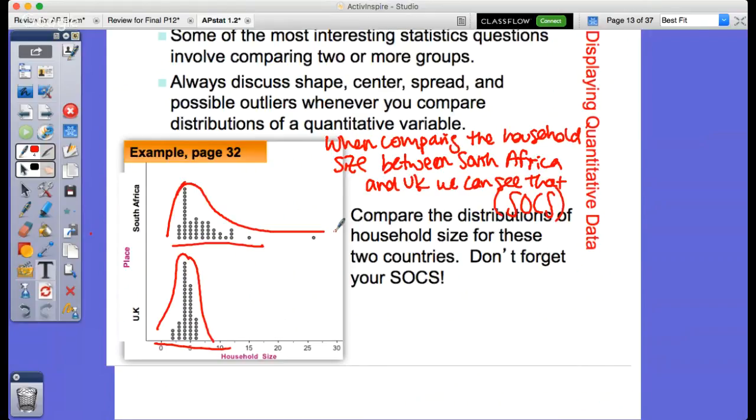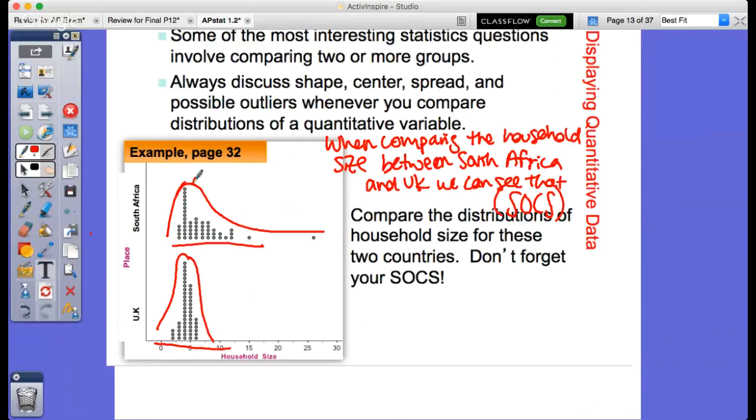The shape, what would we say about South Africa? I would say that it is skewed to the right, okay? Whereas UK would be approximately normal, right? We would say South Africa appears to be skewed to the right, whereas UK would be approximately normal. That'd be shape. Outliers. I would say that the UK has no outliers, whereas South Africa has an approximate outlier at 27.5-ish, something like that. That would be outliers.